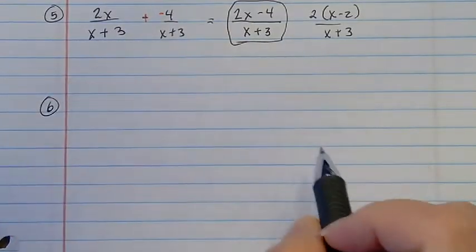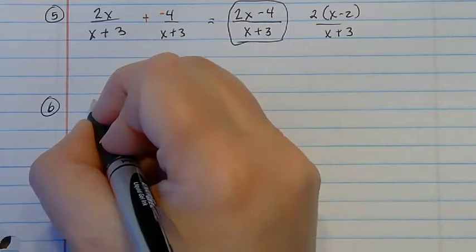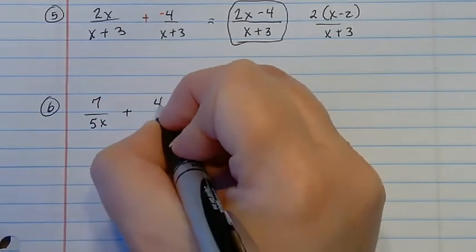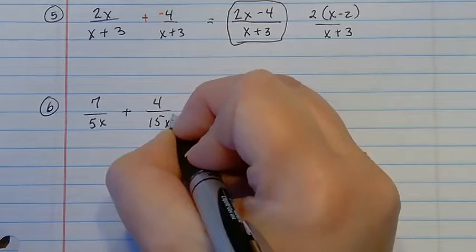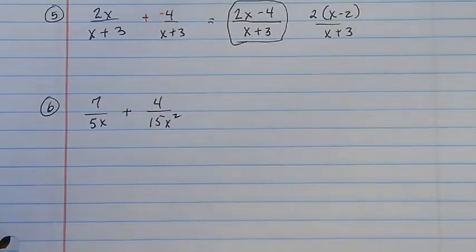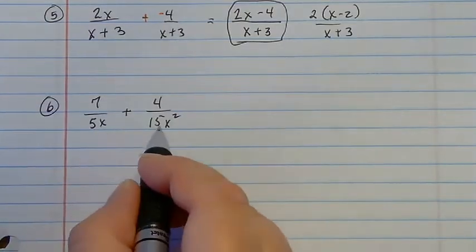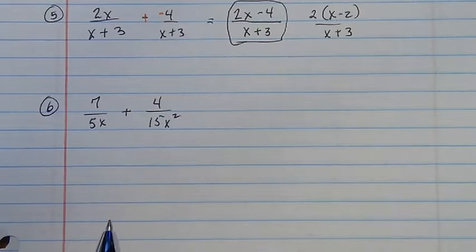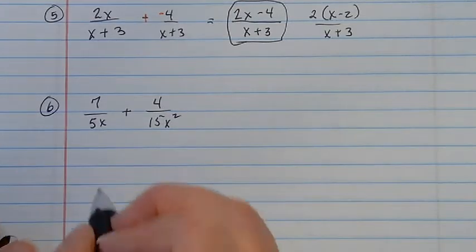So let's work one now where we have to find a common denominator. So this one, they are not the same. So I've got to find the number that both of these go into. And I have several factors here. I want to find the smallest number that both 5x and 15x squared will fit into. 5x is a factor of that, and 15x squared is a factor of that.